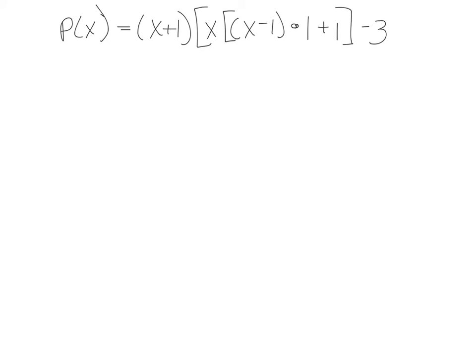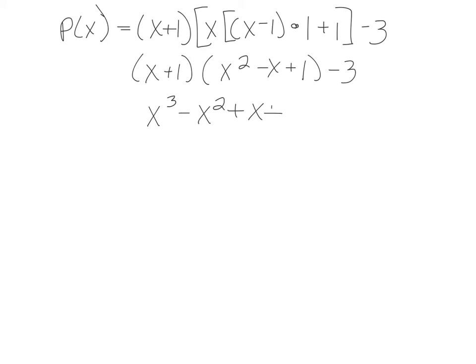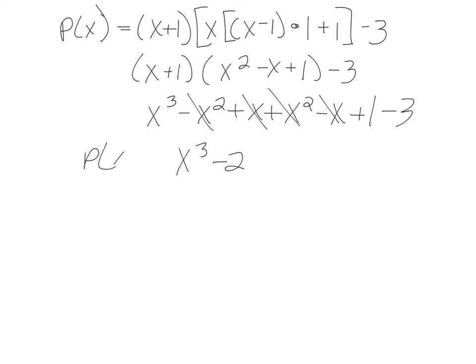Okay, let's simplify this. I have x plus 1, and here this all works out into x squared minus x plus 1 minus 3. I'm going to multiply all that together. I get x cubed minus x squared plus x squared minus x plus 1 minus 3. I can cancel out these and those. I'm left with x cubed minus 2. That was a lot of work for that.